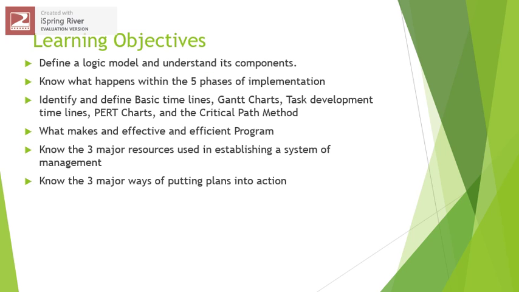There are 6 learning objectives for this chapter. By the end of this lecture, you all should be able to: 1. Define a logic model and understand its components. 2. Know what happens within the 5 base phases of implementation. 3. Identify and define basic timelines, Gantt charts, task development timelines, PERT charts, and the critical path method. 4. What makes an effective and efficient program? 5. Know the 3 major resources used in establishing a system of management. And lastly, 6. Know the 3 major ways of putting plans into action.